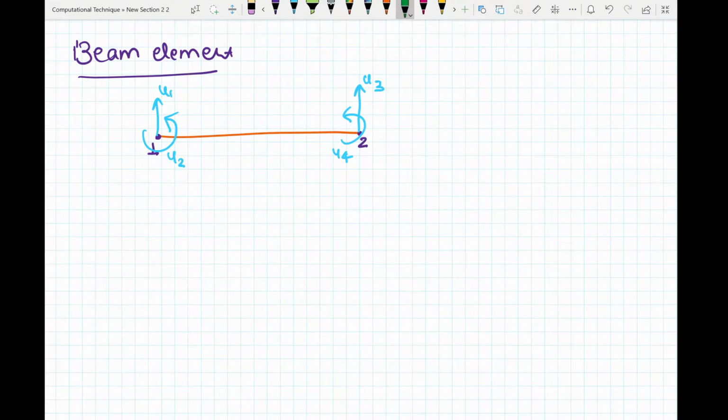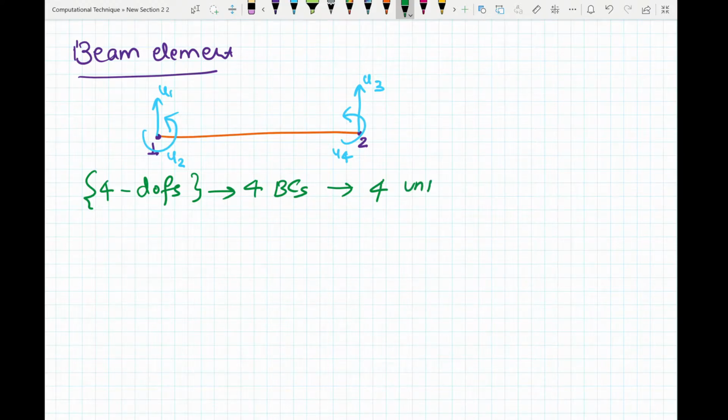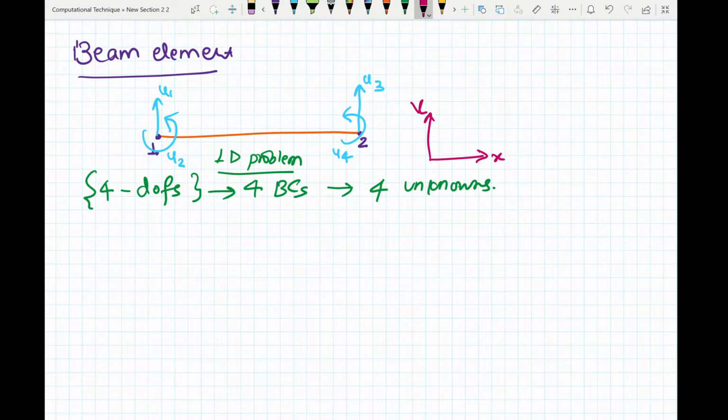Now you see here that there are 4 degrees of freedom, which means that if we use the 4 boundary conditions which we have, we can solve for 4 unknowns. And this is a 1D problem. So here this is direction x and this is the displacement u. Now this beam under certain loading may deflect like this.